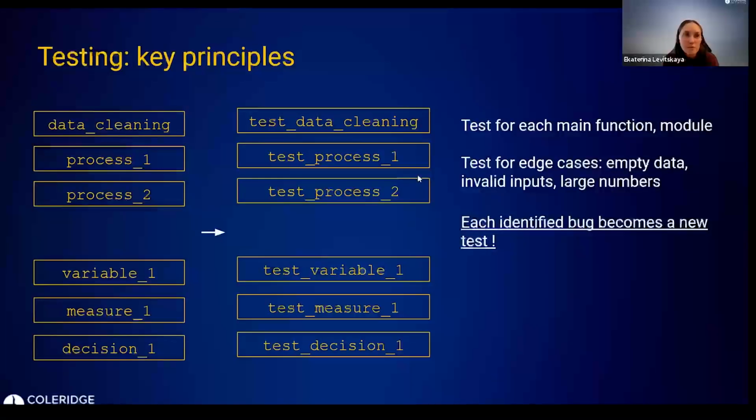A good rule of thumb here is to try to think of all the possible edge cases. So maybe it's empty data, invalid inputs, large numbers. You can also talk to different stakeholders and review historical issues. Basically, try to understand the problem domain and think about all the possible scenarios where things could go wrong. And if things do go wrong and we do identify a bug in the code, a great rule of thumb is that each new bug becomes a new test, so that it doesn't happen again in the future.